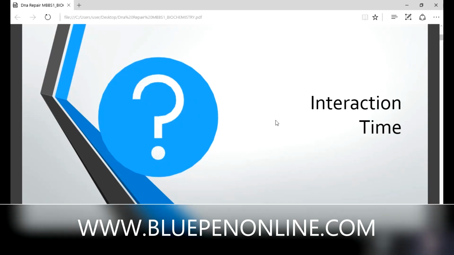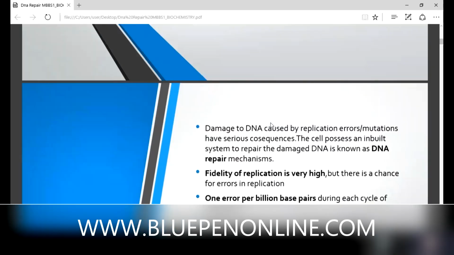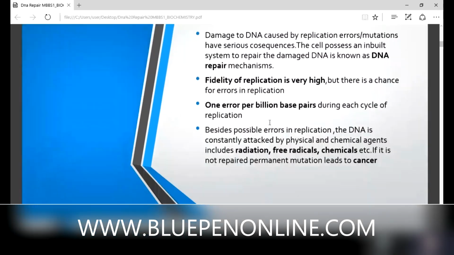We can enter into DNA repair. Damage to DNA that is caused by replication errors or mutations has serious consequences. The cell possesses an inbuilt system to repair the damaged DNA. It is known as DNA repair mechanism.